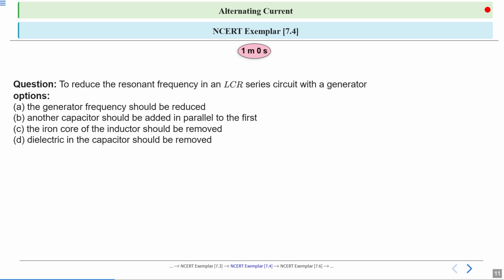So the options are: the generator frequency should be reduced, another capacitor should be added in parallel to the first, or the iron core of the inductor should be removed, or the dielectric in the capacitor should be removed. So I will give you some time to think about it.